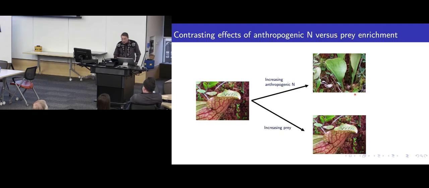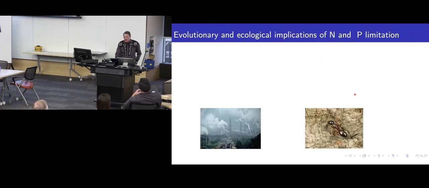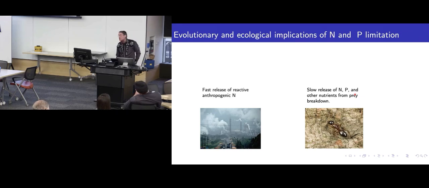So we have these two contrasting pathways. Nitrogen is important, but it makes a difference whether it's coming from prey or whether it's coming from atmospheric pollution and these other sources. And so what seems to be happening is when we feed them prey, we get the slow release of nitrogen, phosphorus, and also other nutrients that may be useful for the plant. The anthropogenic nitrogen, that's like the fast food McDonald's diet because it is very rich and immediately can be taken up by the plant. And we are seeing contrasting effects of both of these.